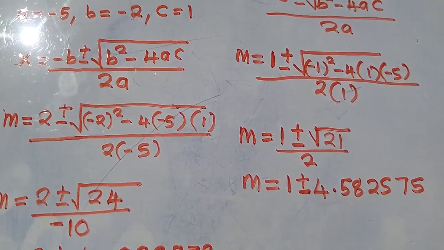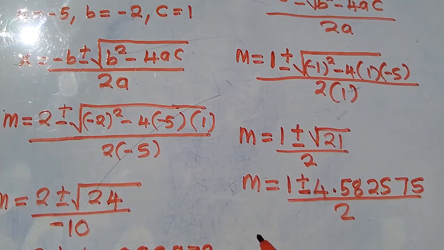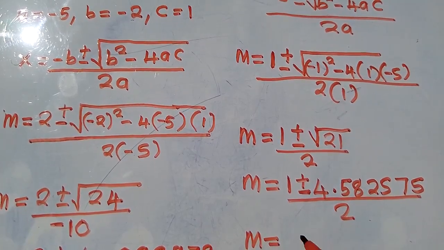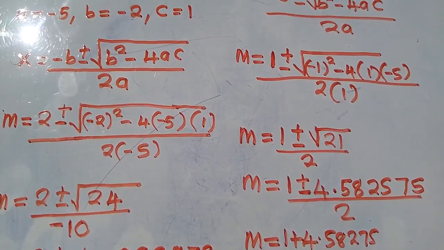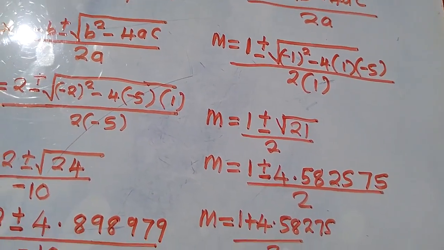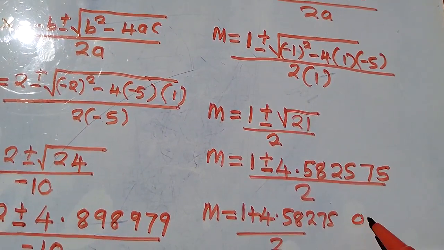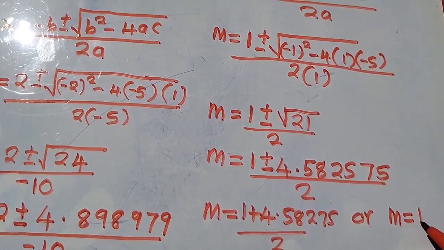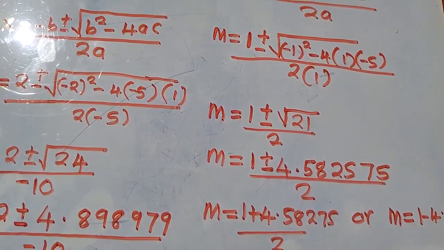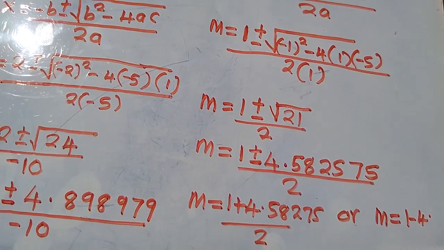4.58275. I'll end here like that. Have you seen there? Over 2. Where you're going to get m will be equal to 1 plus 4.58275 over 2. And the other one, you say m is equal to 1 minus 4.58275, you complete, over 2.